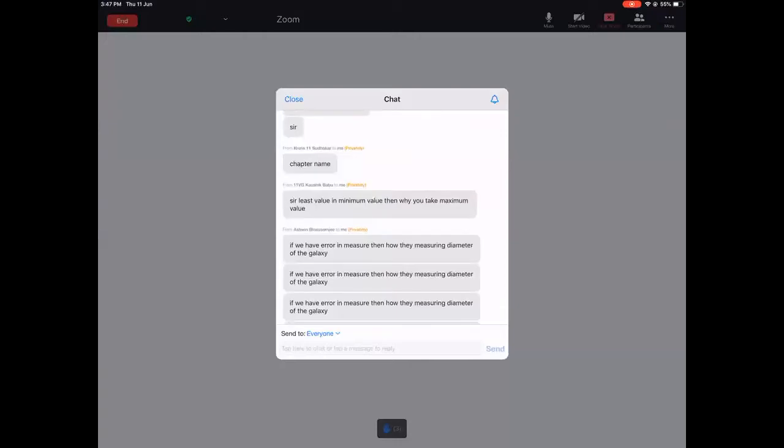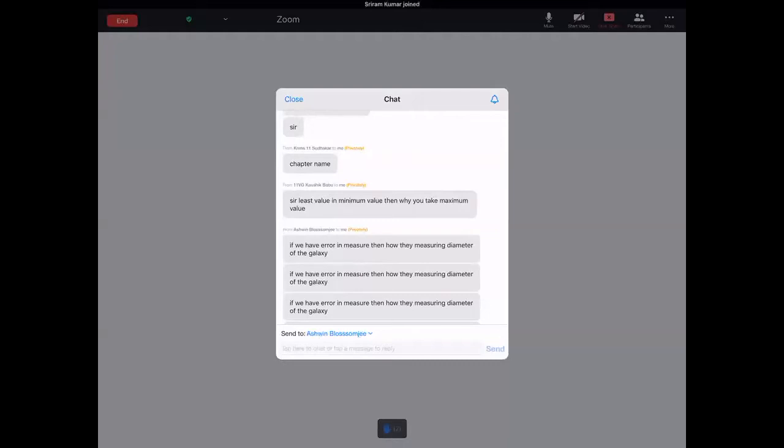Least value is minimum value, then why do you take maximum value? Least significant is different from minimum value or maximum value. Least significant is the least accurate value. Okay, if I tell you you got approximately 60 out of 70 in an exam, and if I tell you you got 62.3, which is more precise? So 62.3 is more precise. So you have to take the least precise, not about minimum or maximum.